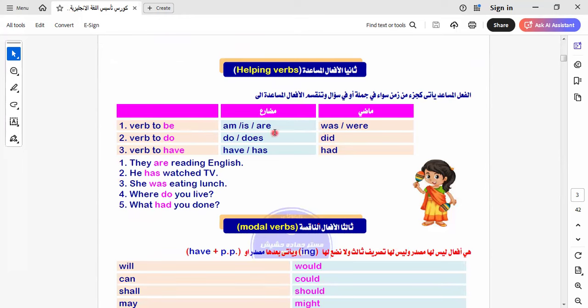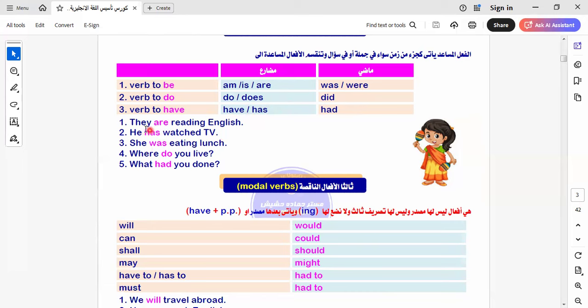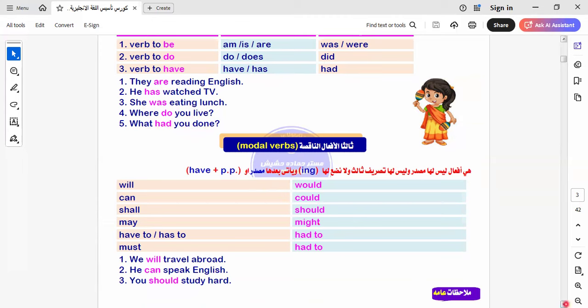Verb to be: am, is, are in the present, and was, were in the past. Do and does in the present, did in the past. Has and have in the present, and had in the past. Let's read these examples to know more about this item. They are reading English. He had watched TV. She was eating lunch. Where do you live? What have you done?